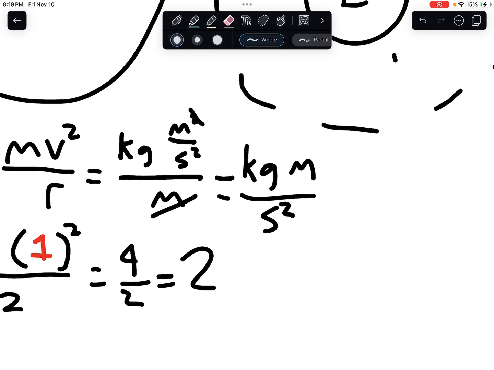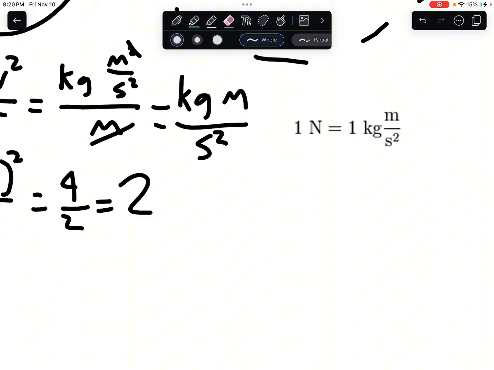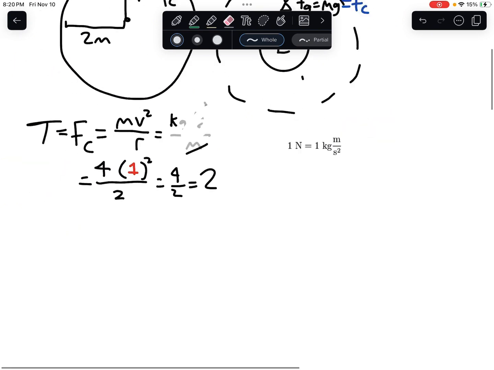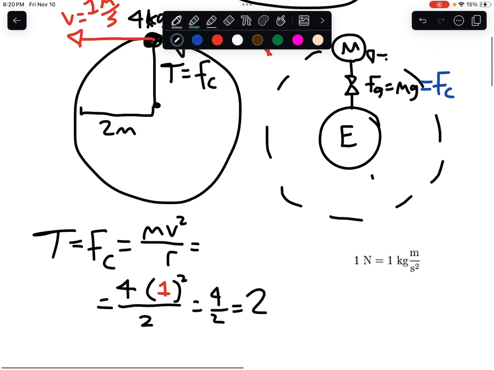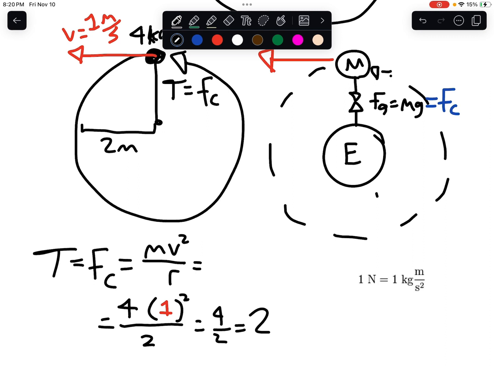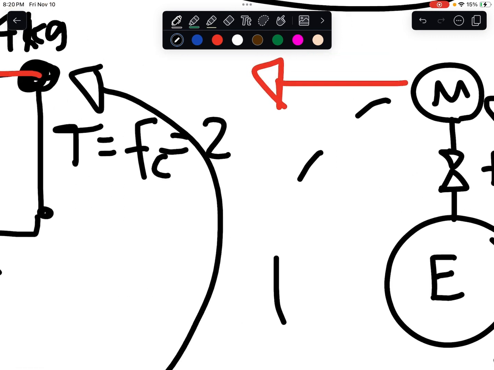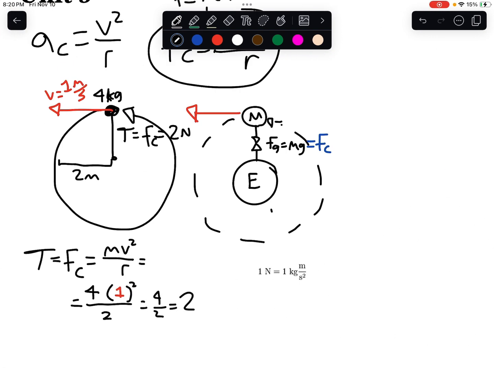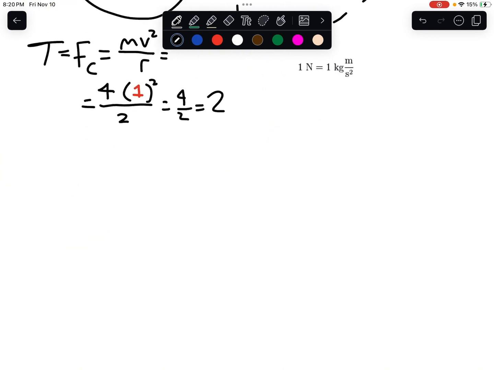Kilogram meters per second squared is the definition of a newton. So yeah, this is measured in newtons, right? Because it is, after all, a force, and forces are measured in newtons. Anyway, in this case, the tension would be equal to the centrifugal force, which is equal to 2 newtons. All right. But what if we have some gravity come into play?